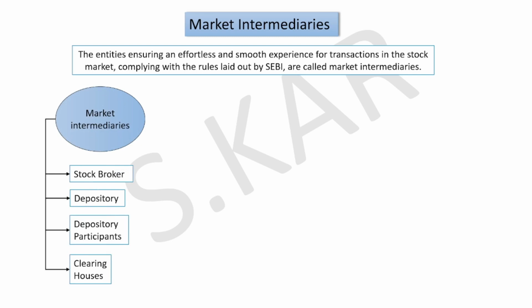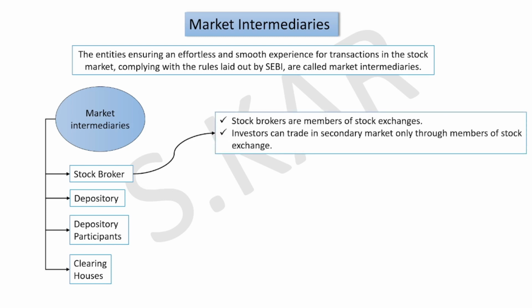So the market intermediaries, as we have come up, include the stockbroker, the depository participants, and clearing houses. Now what are they and what are their jobs? We will know about them, and hopefully our class will end there. So what does a stockbroker do? We have come to know about one job of a stockbroker already when we discussed the stock exchanges. The stockbrokers are the members of stock exchanges. Investors can trade in this secondary market only through the members of a stock exchange.